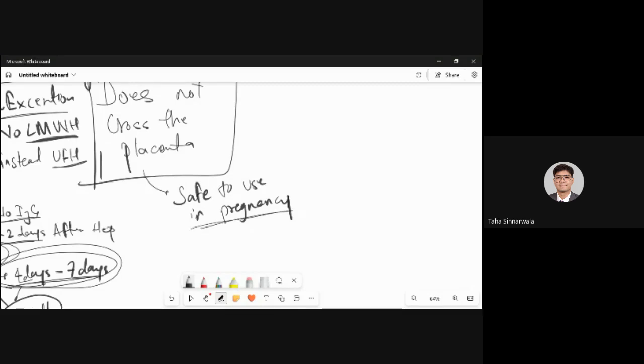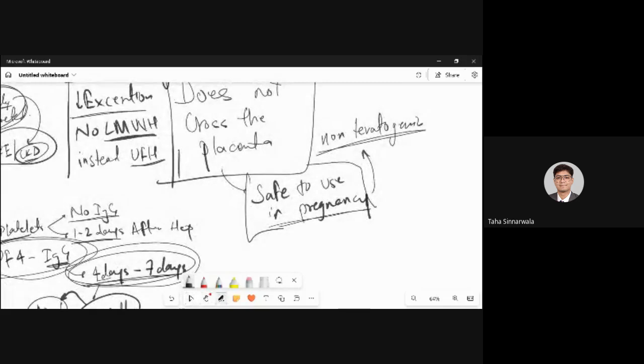Now, one more thing that we talk about is that drugs which are safe to use in pregnancy or which do not cause any fetal malformations, they're non-teratogenic. Heparin is a non-teratogenic drug, both the unfractioned form and the low molecular weight form. Both of these are non-teratogenic. Okay, so that was all for heparin.